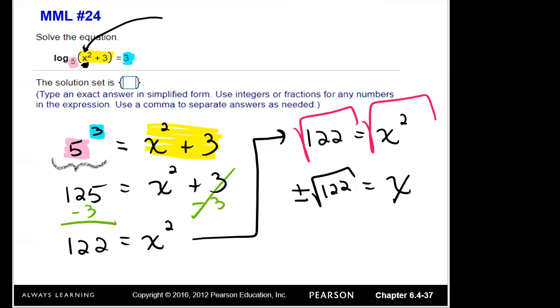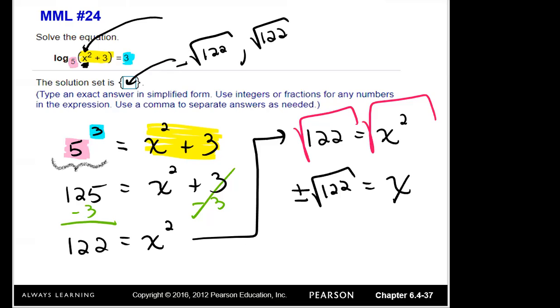122, I can divide that by 2, but that's not a perfect square. That's 61. Yep. I cannot simplify that radical. 122 does not have any factors that are perfect squares. So it's ugly. So in my MyMathLab right here, I'm going to go negative square root of 122, comma, positive square root of 122. That is a really bad square root sign. Negative square root. There we go.